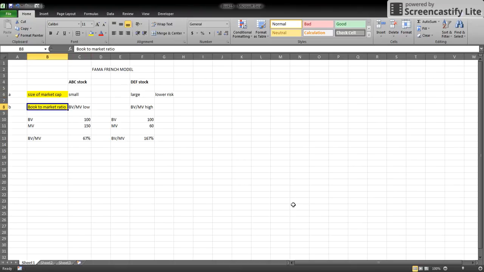Moving on to the book to market ratio, which is the other variable. Again, let's look at ABC and DEF. If I were to tell you that ABC has a book value of 100 and a market value of 150, the market is certainly valuing this company favorably. For every $1 of book value, they're willing to pay $1.5 of market value. If you take the ratio, 0.67 is your ratio. So this seems to be a company which is doing well.